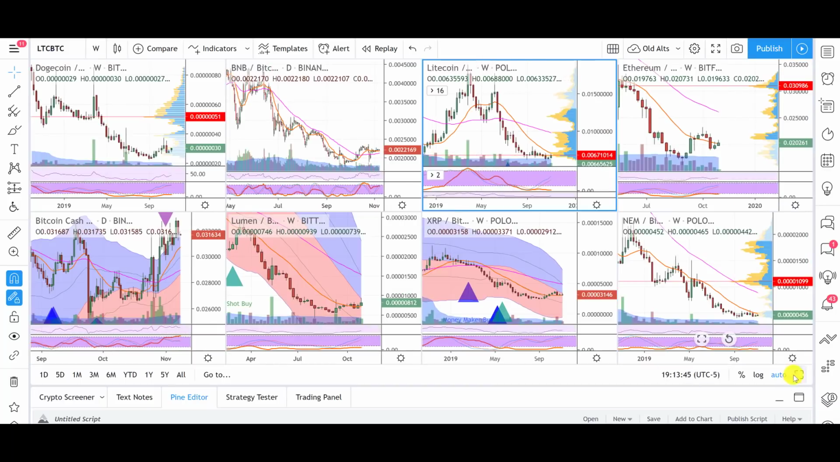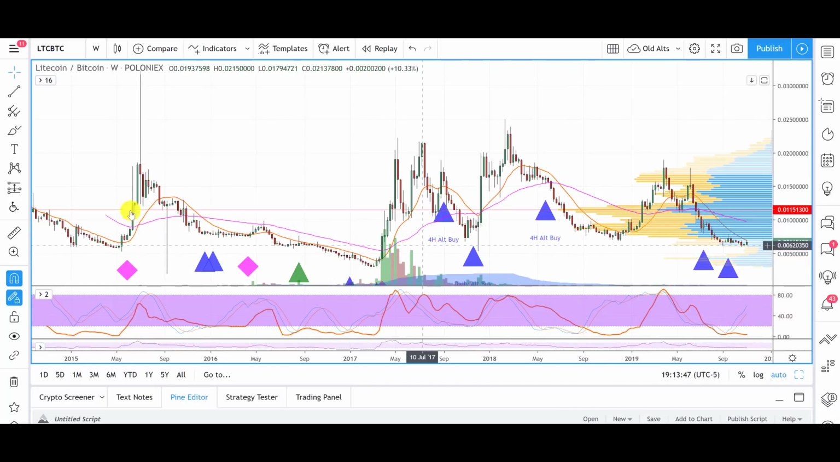Let's look at Litecoin. Litecoin, one of the oldest altcoins out there. As you can see, this oscillates up and down, right? And as we went over in the previous video, this is a great time to get it. You're at the bottom of the cycle here, and you should see some decent up moves soon.